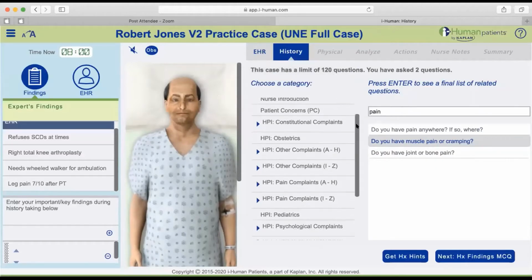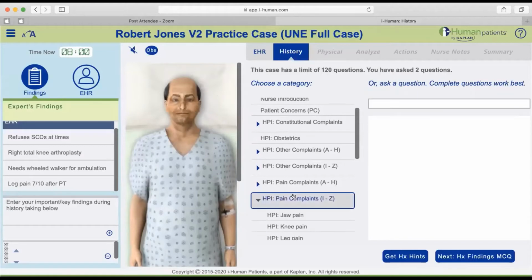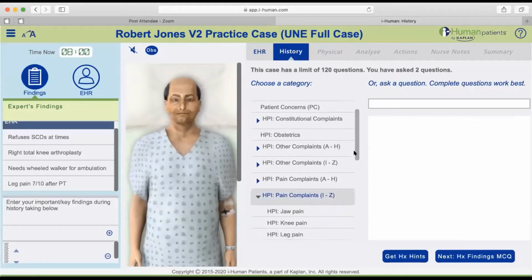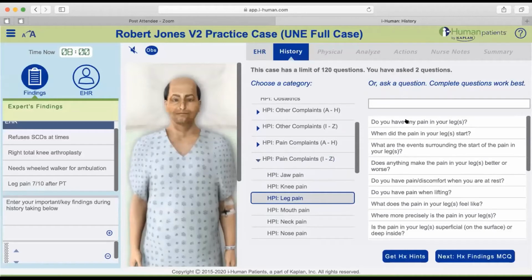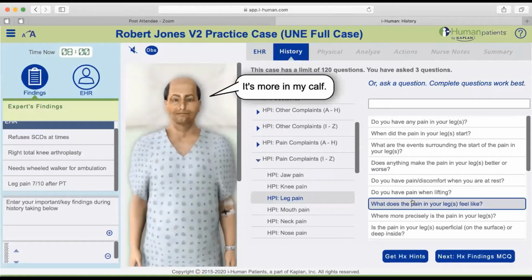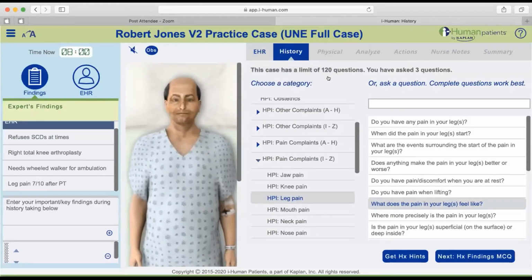So I might then use my folders that have questions. Under pain complaints, let's select leg pain. And here I can drill down into any additional questions. So for example, what does the pain in your leg feel like? Well, it's more in my calf, not my leg. And we hope the students identify that that's a key finding. They can ask up to 120 questions in this case, and I've asked 3.